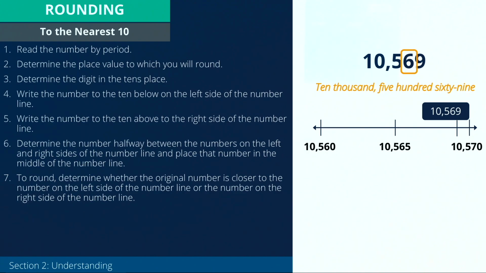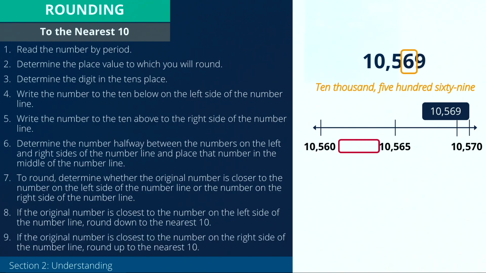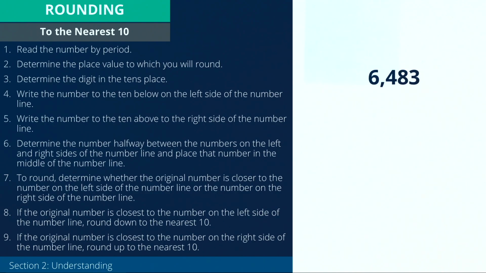Then I'm going to think about where my original number falls on the number line. If it's closer to the number on the left side of the number line, then I would round down. But if it's closer to the number on the right side of the number line, I would round up. Here I can see that it's not closer to 10,560, but that my original number is closer to 10,570. So 10,569 is very close to 10,570. So if I was rounding to the nearest 10, I would round to 10,570.